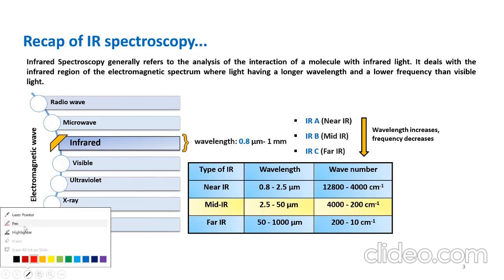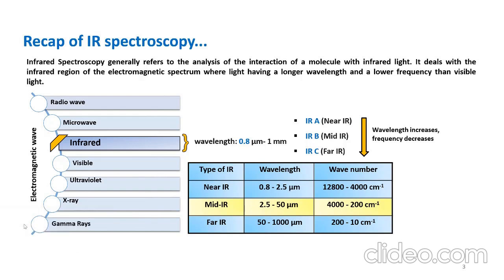We have again classified the IR spectra in three ways, basically IRA, IRB and IRC. IRA is called near IR because it is near to the visible range. Then there is a mid IR and then there is a far IR, which is far from the visible range. So that is how we have nomenclatured those. As we go from near to far IR, the wavelength increases and frequency decreases.